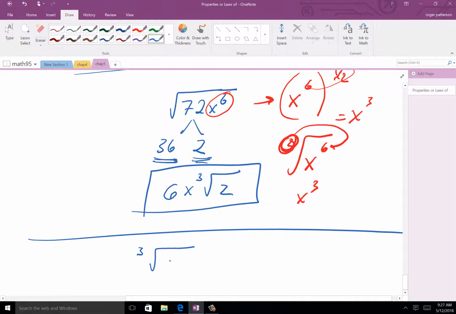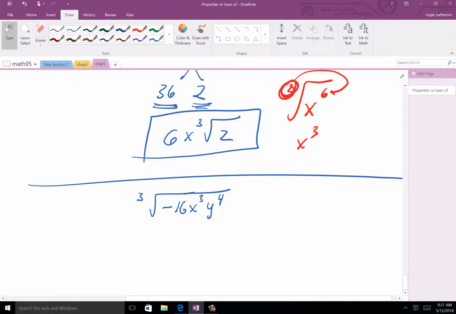Cube root. Let's go with a negative 16 x to the third, y to the fourth. All right, getting a little harder. We've got a cube root. We've got 3 x to the third, y to the fourth. So we have to find the largest cube that'll go into 16 nice and evenly.